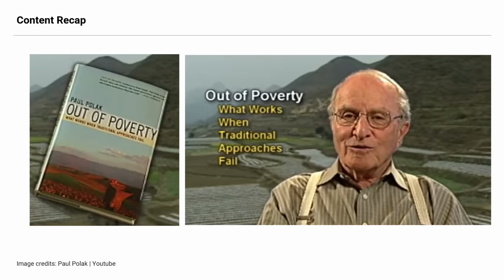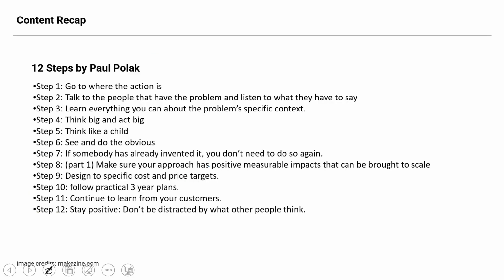Then we come to the additional learning material by Paul Pollock. It's a small video documentary wherein he talks about his book Out of Poverty and what works when the traditional approaches fail. He talks about the 12 steps, starting from going where the action is happening till staying positive and not getting distracted by what other people think.